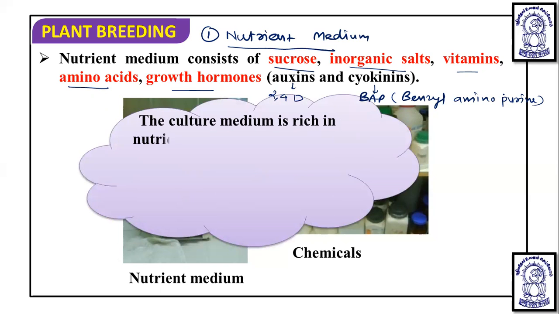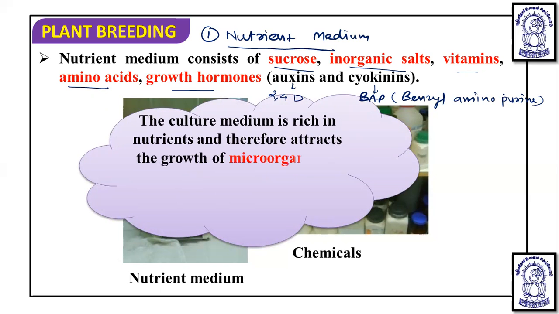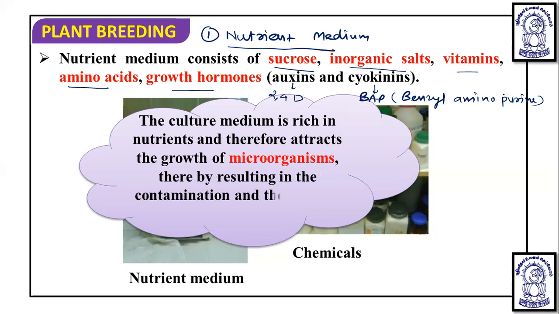Now, the culture medium is rich in nutrients and therefore attracts the growth of microorganisms, resulting in contamination and spoiling of the medium. Sometimes it also happens that we are going to grow a desired bacteria or desired tissue on the petri plates, but some microbes contaminate it. So our target plant is not going to be generated. Our desired explant cannot grow properly. So that is the important thing. For this, sterilization techniques are required.